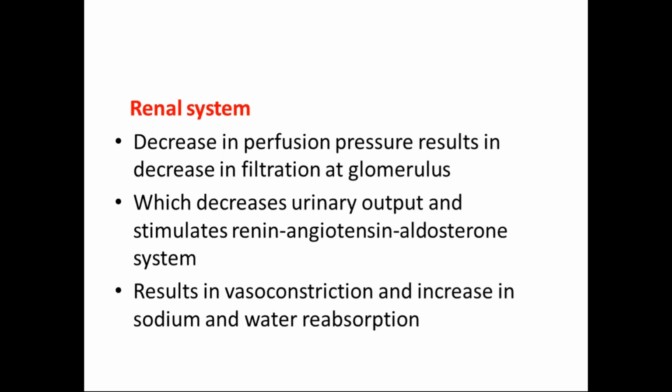So coming to renal system. What are the changes that occur in the renal system? If there is peripheral vasoconstriction and significant vasoconstriction because of catecholamines, what will happen? This will decrease the perfusion pressure, resulting in decrease in glomerular filtration rate. If there is decrease in glomerular filtration rate, at the end what will happen? It decreases the urine output. If there is decrease in the urine output, it will stimulate the renin-angiotensin-aldosterone mechanism. This results in further vasoconstriction, increase in sodium and water absorption.